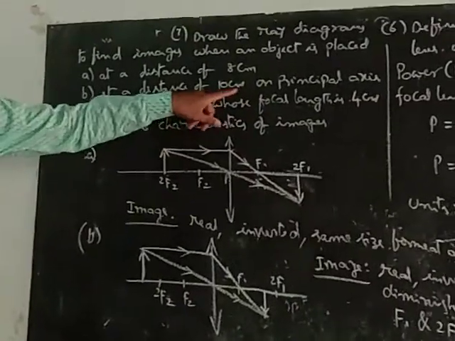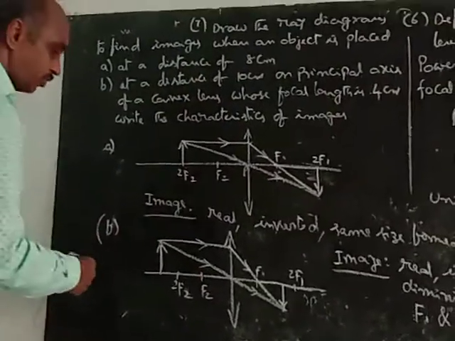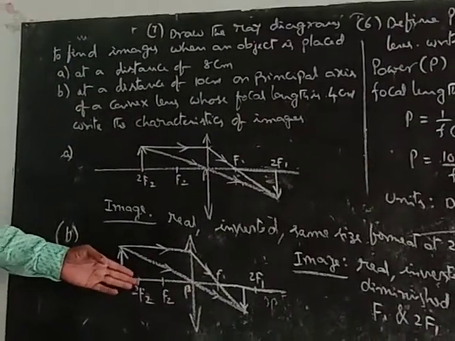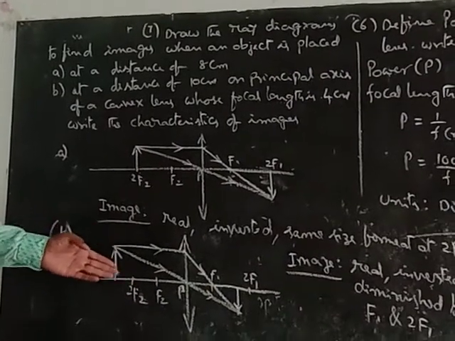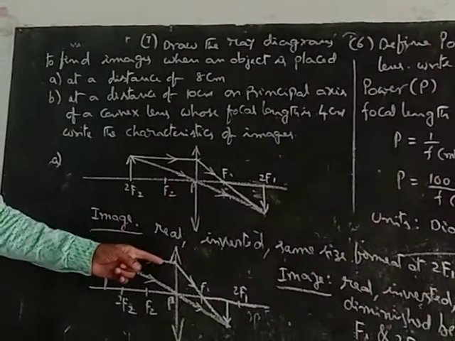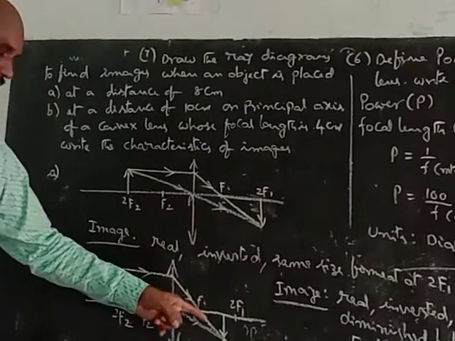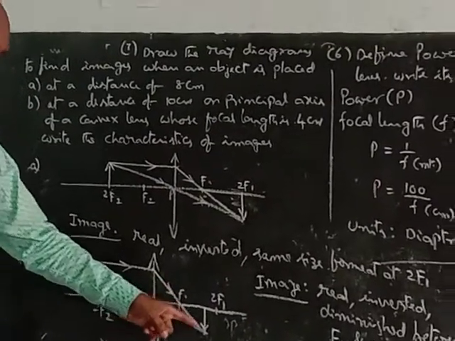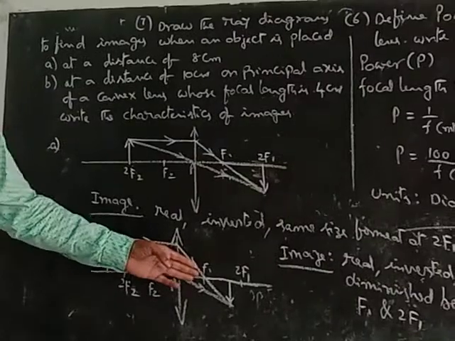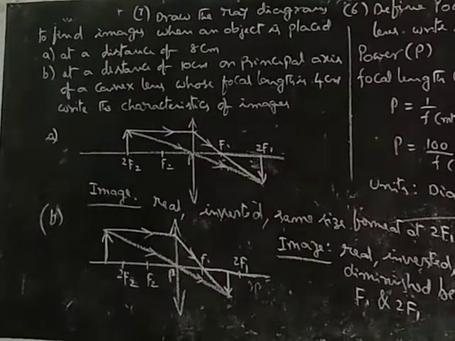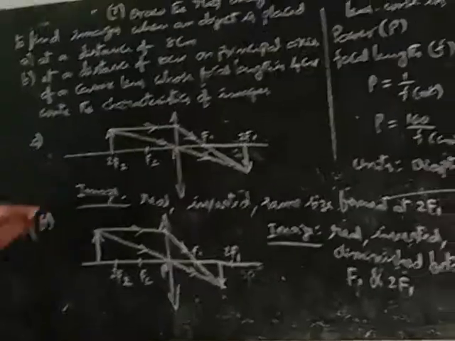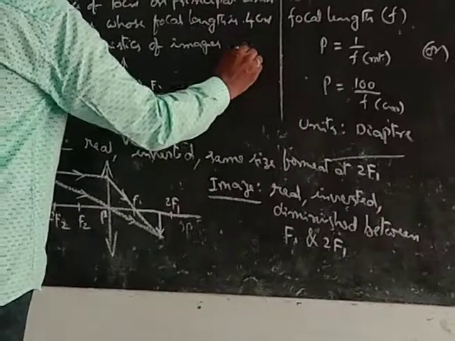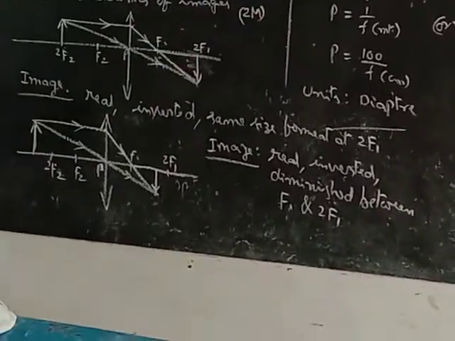The object distance is 10 centimeters. From P to 2F2 the distance is 8, so 10 centimeters means beyond 2F2. The object is placed beyond 2F2. One ray is passing parallel to the principal axis and after refraction passes through F1. Another ray passes through the center of the lens, that is the optic center. These two rays intersect here, so the image is formed between F1 and 2F1. What is the nature of the image? Real image, inverted image, diminished, in between F1 and 2F1. This is also a 2 marks question. So 14 marks completed today.